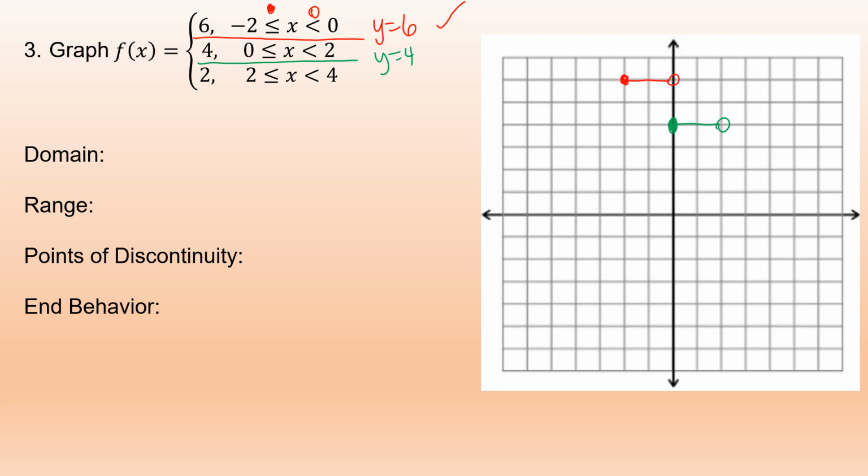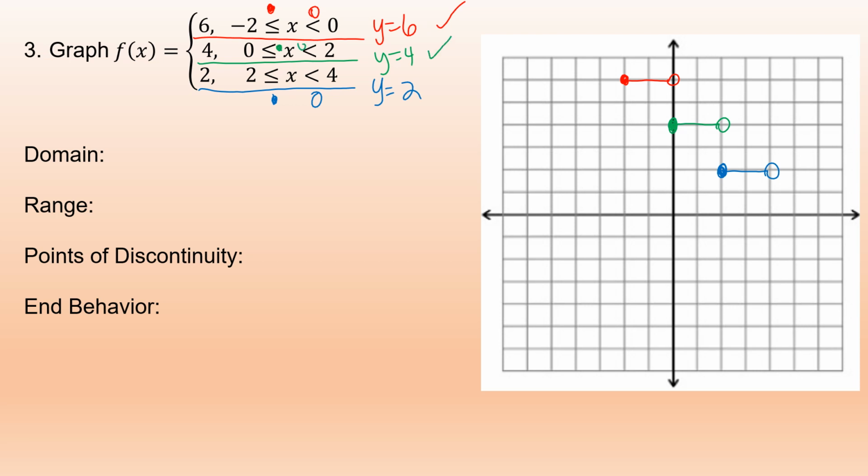And last one, y equals 2, between 2 and 4, so I'm going to go to the point (2, 2) with a closed circle, travel over to 4, end it with an open circle. So each of those started with a closed and ended with an open. Yay, that's kind of nice. Started with a closed, end with an open.